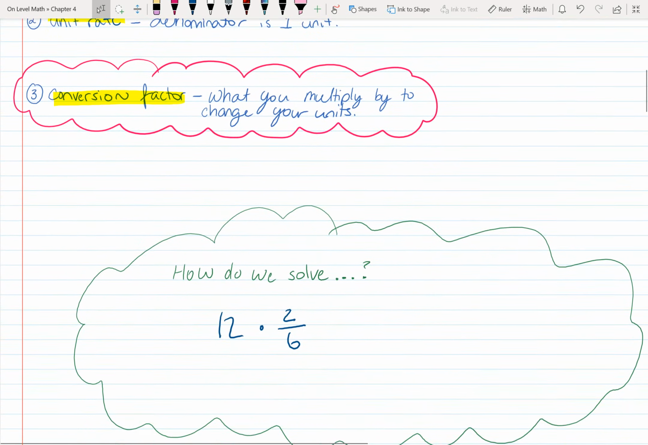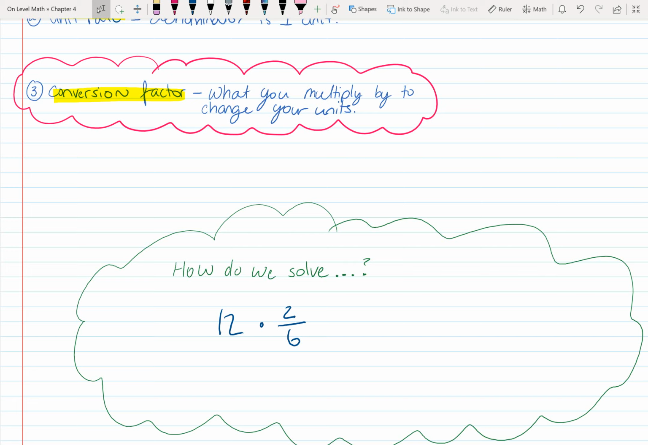So let's kind of recap. How do we solve 12 times 2/6? Hopefully we're very comfortable with this, right? Well, we know a whole number needs to go over 1, so we do that first. And then we decide, can we cross-cancel? Yeah, we can cross-cancel the 12 and the 6, right? 6 goes into 6 one time, 6 goes into 12 twice, and then we multiply straight across to get 4 over 1, which is 4.